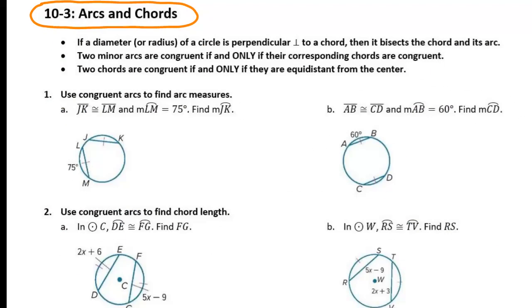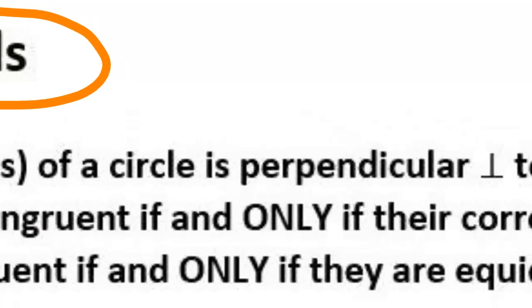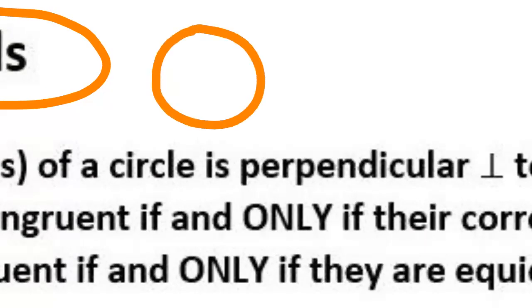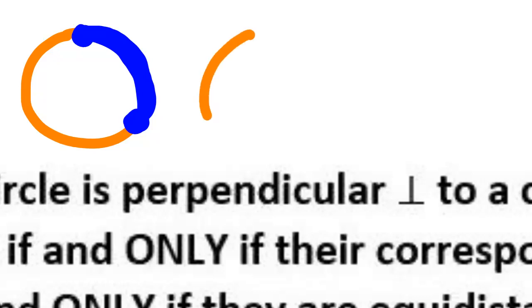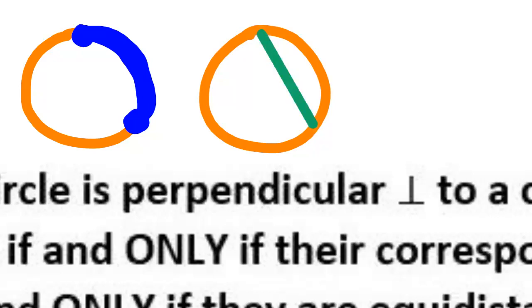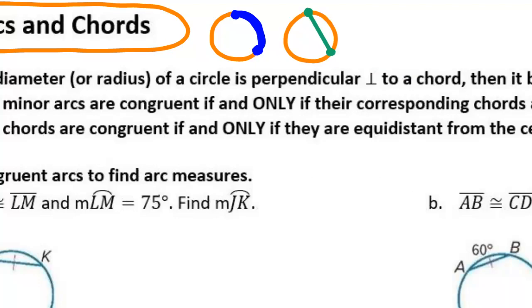So an arc is a section of the circumference of a circle. So an arc would be like this section of the circumference. And then a chord is a segment that has 2 endpoints on the circle. So a chord is a segment, it's a straight line segment, and an arc is a curved piece. And we're going to look at relationships between that curved portion of the circumference and the straight line segment that connects those same 2 points.